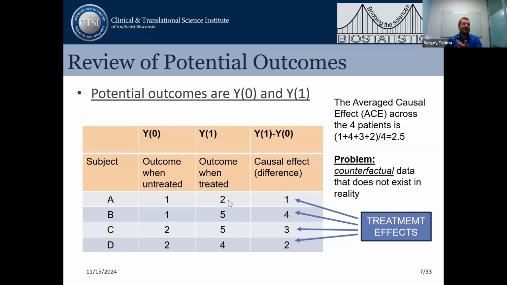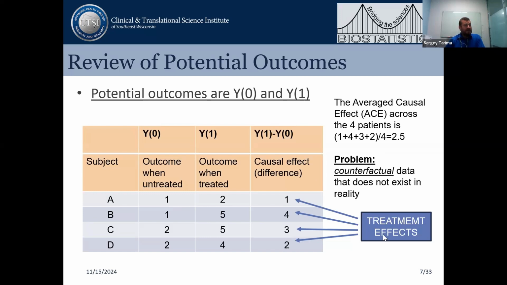For the first one, it will be 2 minus 1, treated versus untreated, so it will be 1. In a similar way, we can calculate treatment effects for each of the patients. But remember, these are not observable, because each patient can be either treated or not treated.